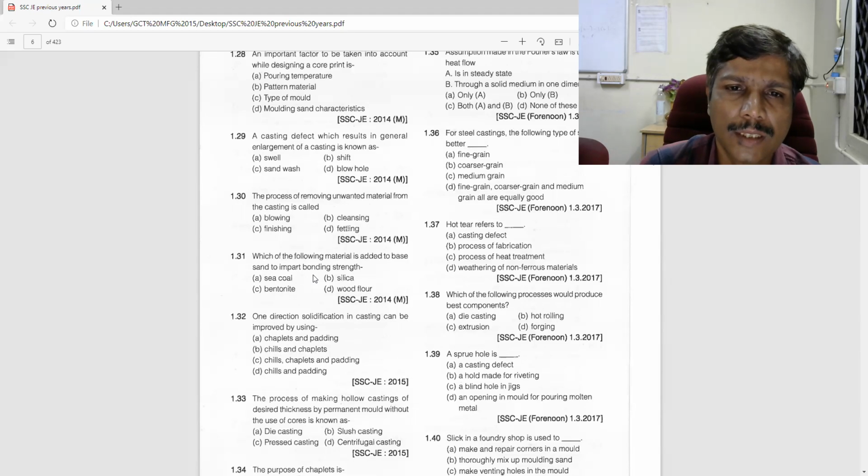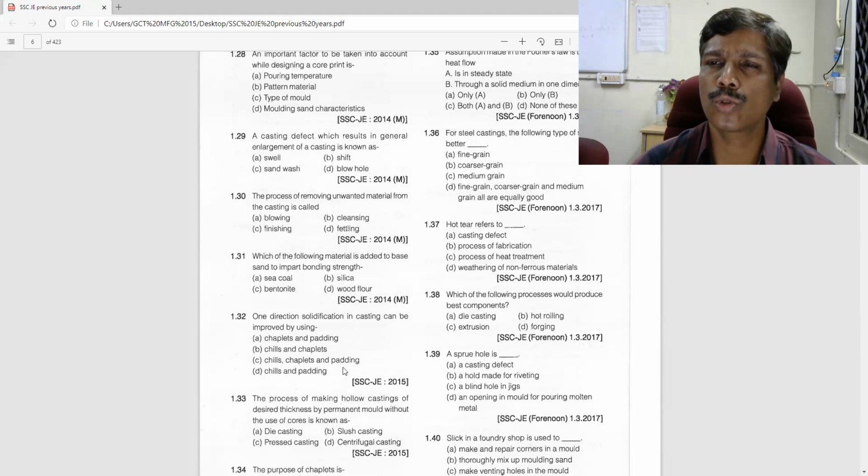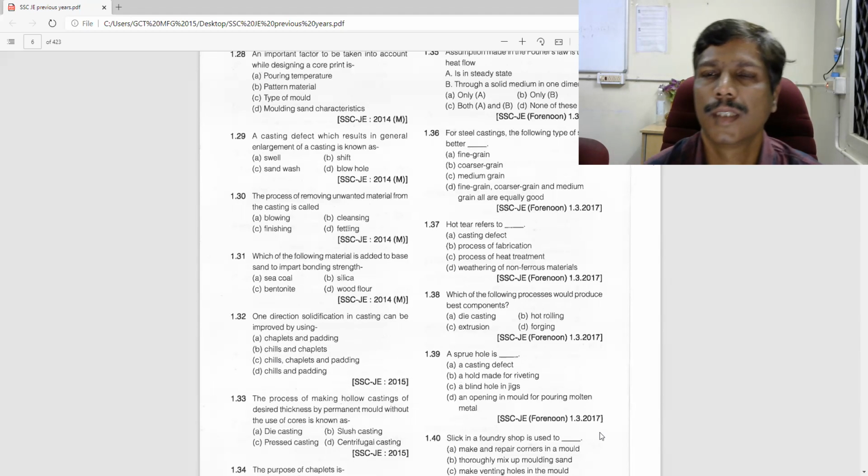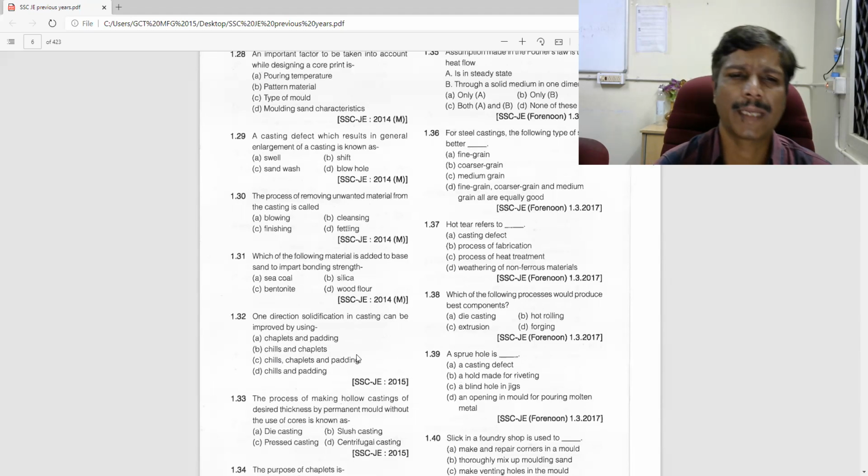Directional solidification in the casting can be improved by chills and chaplet. No, it is wrong. Chills and padding. Chaplet is used to support the core. Chills and padding are used for directional solidification. Paddings are made up of exothermic materials.